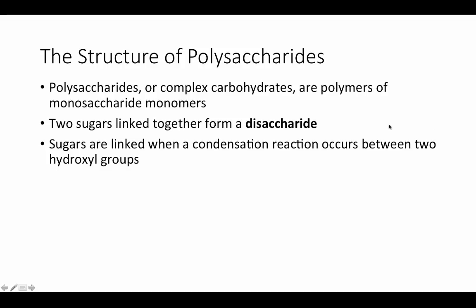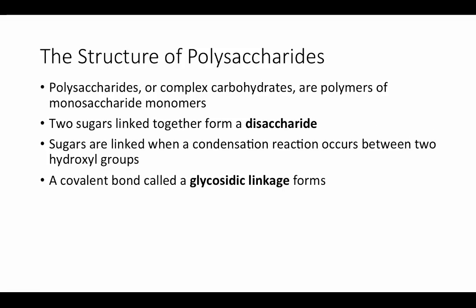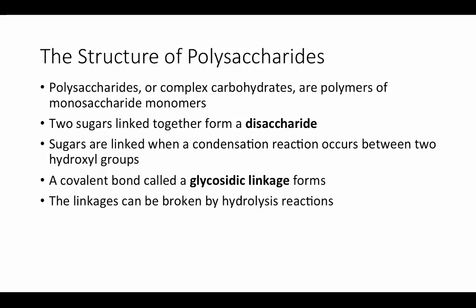And this reaction is going to occur between 2 hydroxyl groups. A covalent bond called a glycosidic linkage forms. This is called a glycosidic linkage, when 2 sugar monomers link together to form a longer carbohydrate chain. And then, of course, this can be reversed. These linkages can be broken by hydrolysis using water to separate those 2 sugar monomers.